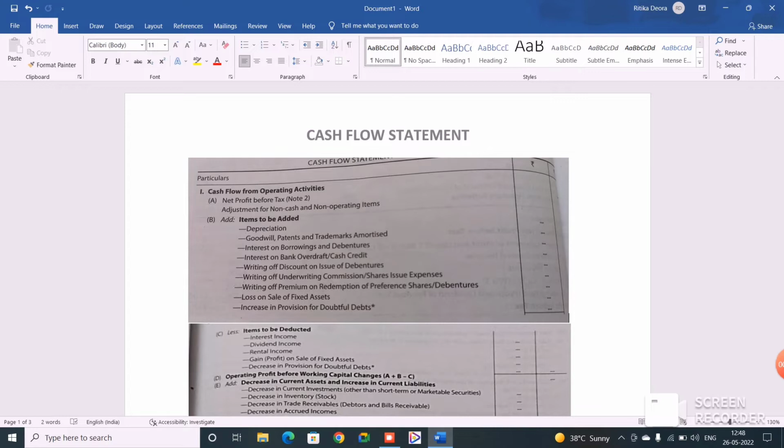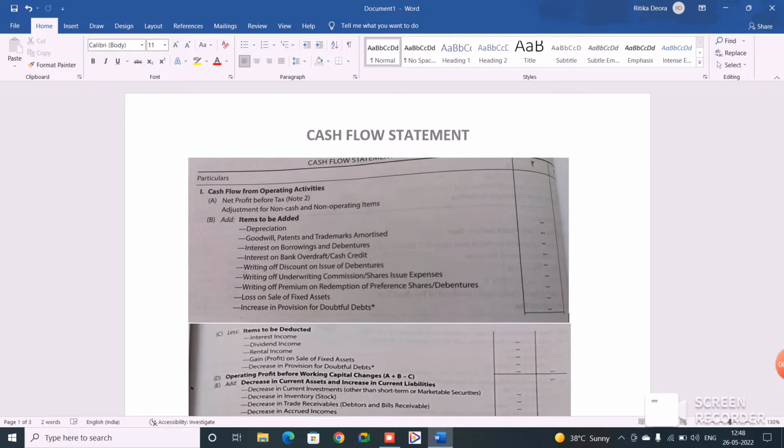The effect is already included, and that is why the balance that we get, the net profit or maybe net loss, is the after effect, or we can say a culmination of all the transactions. That is why we take that net profit from P&L account, and then we remove the non-operating items. So what we get as balance is the flow from operating activities. This is the entire logic behind what we are doing.